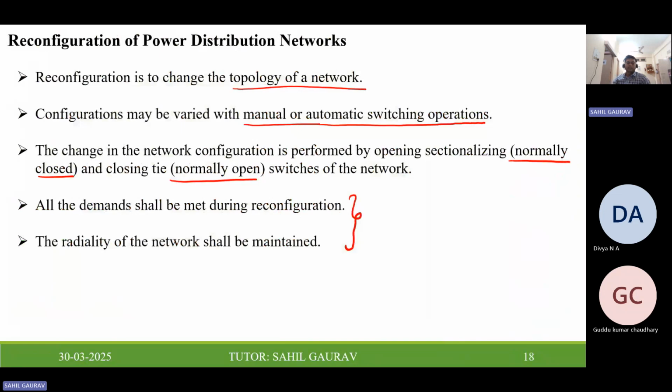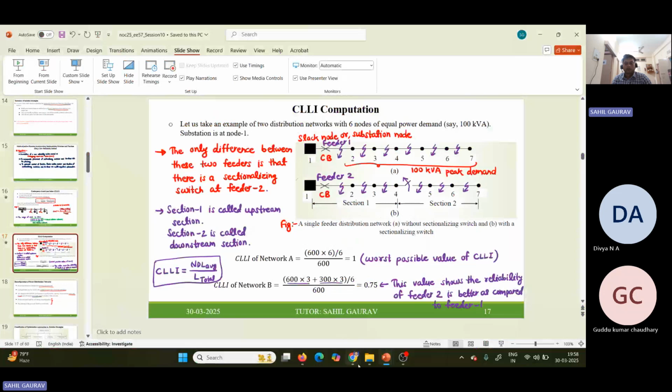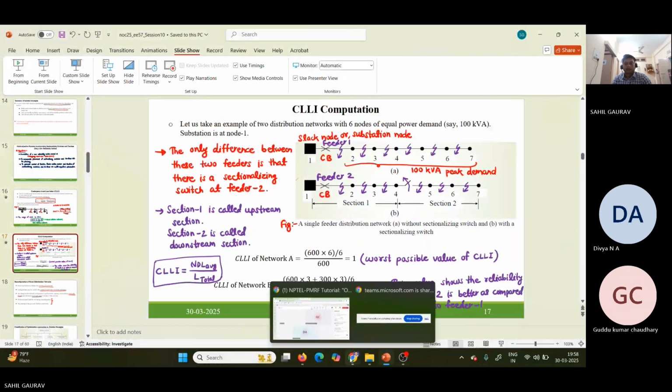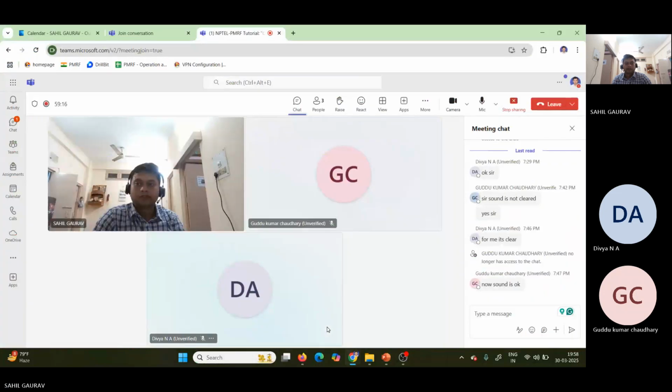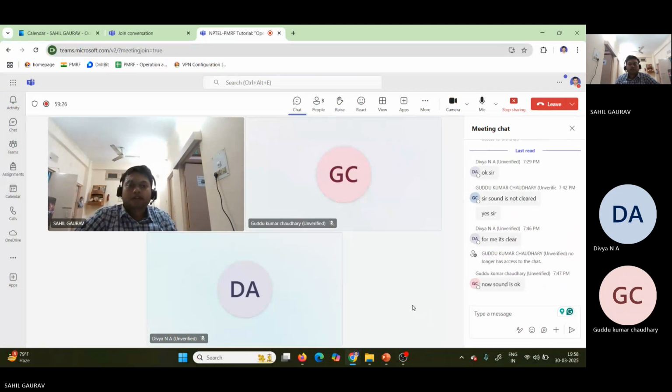So, any doubt till here? Otherwise, we can move forward to the problem solving session. If you don't have any doubt, then we can move to the next problem solving part.